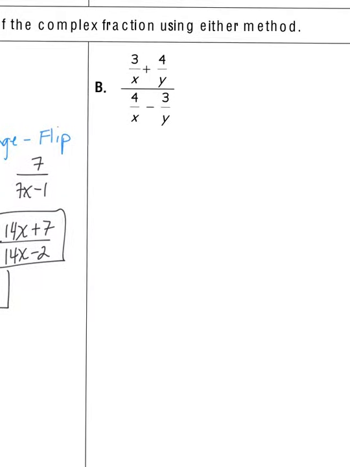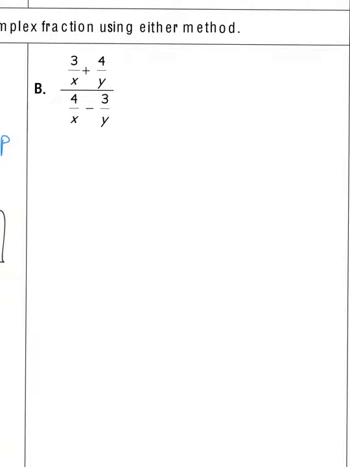All right, so you try B on your own. Pause the video and check your work. So for B, you're going to notice that they both have an x and a y and an x and a y. So if you try to create one fraction up top and one on the bottom by using the method I just showed you, look what happens.